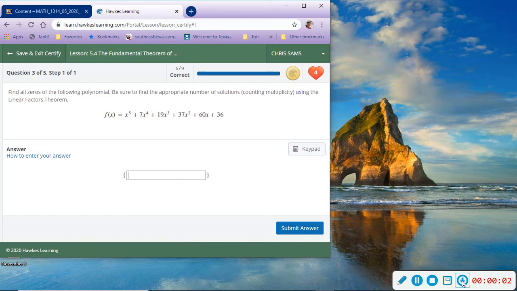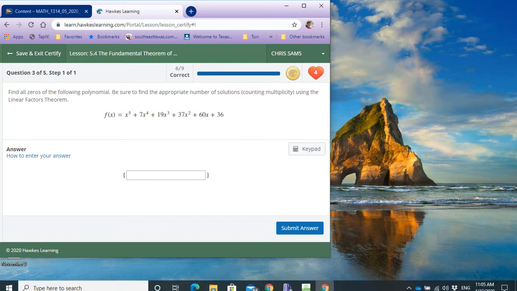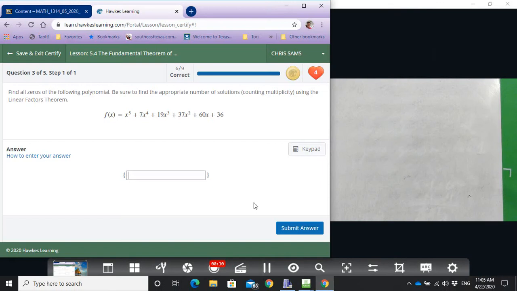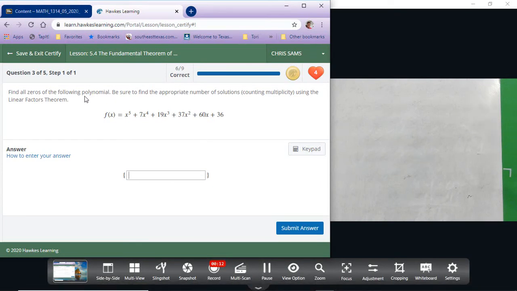Okay, so this is number 3. This is probably more the standard form that you're going to be used to seeing polynomials in. So this one we just want to find all the zeros, and we want to list the appropriate number of solutions counting multiplicities.